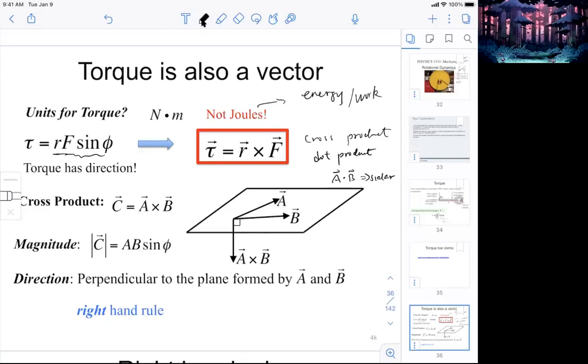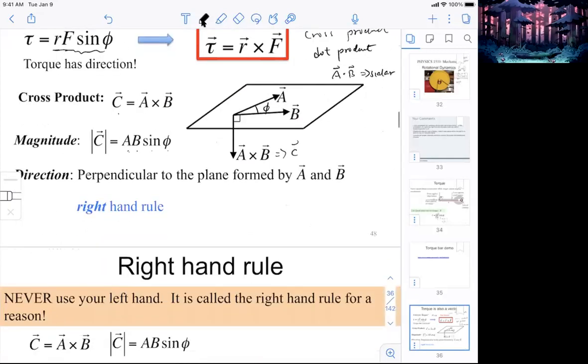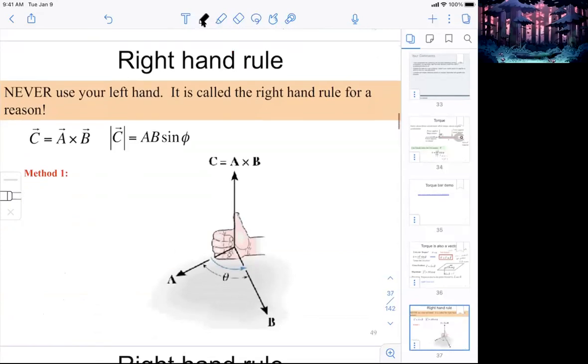Okay, if you have A and B, A and B form a plane, and the third vector C, as A cross B, is going to be perpendicular to the plane. So this is your C. The magnitude of C is the magnitude of A times the magnitude of B times sine theta, the angle between A and B. Okay. And we can use the right-hand rule to do this cross product. So let me show you how to do the right-hand rule.